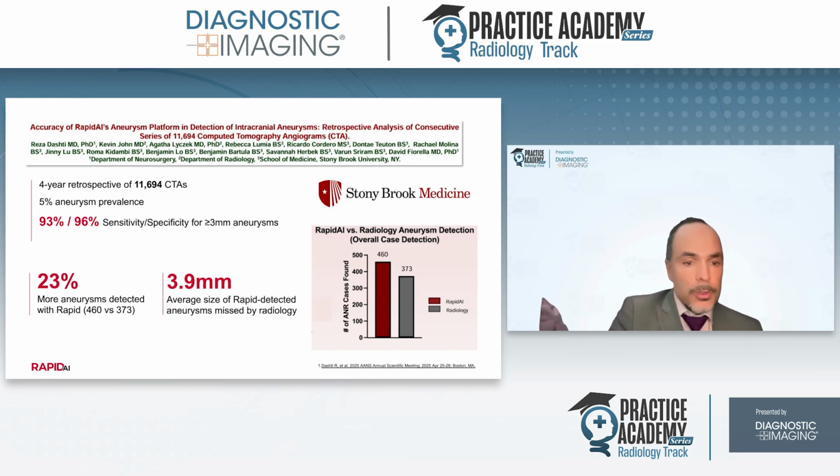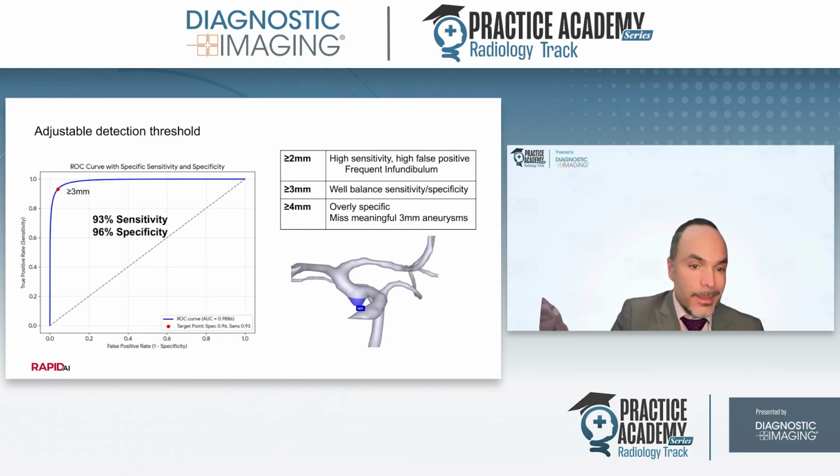You do have the control to set your threshold at a more stringent one. You could set it at 2 millimeters, for example. Obviously, that would potentially engender false positives for things like infundibula and so forth. But the beauty of the configuration that Rapid allows in the overarching ecosystem is that the radiologist has control over what does or doesn't go to the final imaging jacket.